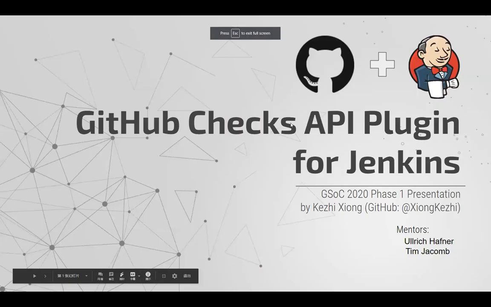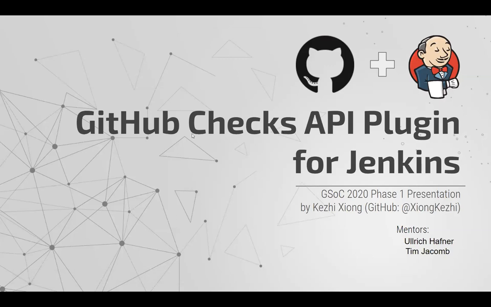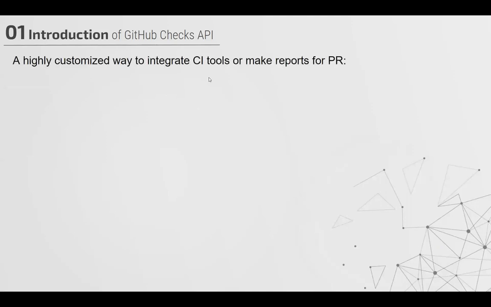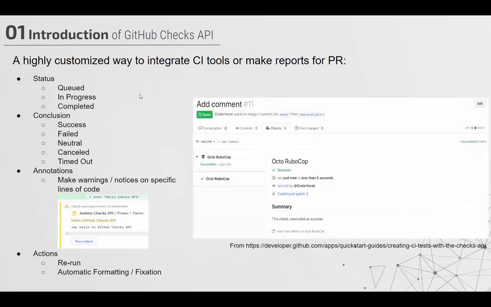So hello everyone, I'm Kezhi Xiong. Today I'm going to present my phase one progress on the GSoC project, GitHub Checks API plugin for Jenkins. And I have two great mentors, Fuli and team. So first I want to introduce a little bit about the GitHub Checks API. Basically it's a highly customized way to integrate CI tools like Jenkins, Travis, or Codacy to make reports for PRs. It has some parameters like the status, which is used to indicate the current stage of the CI job, like the Jenkins build.